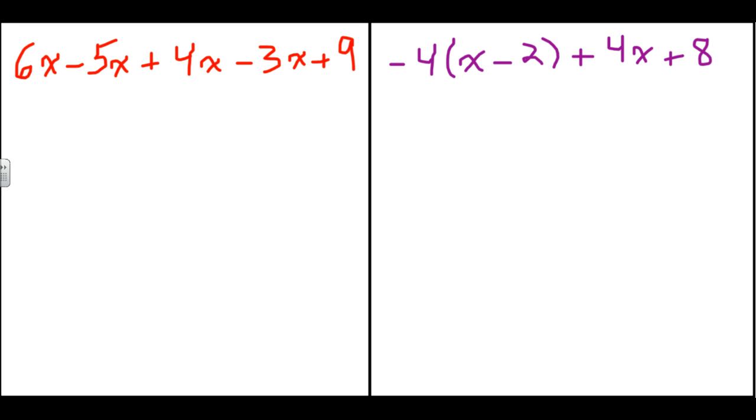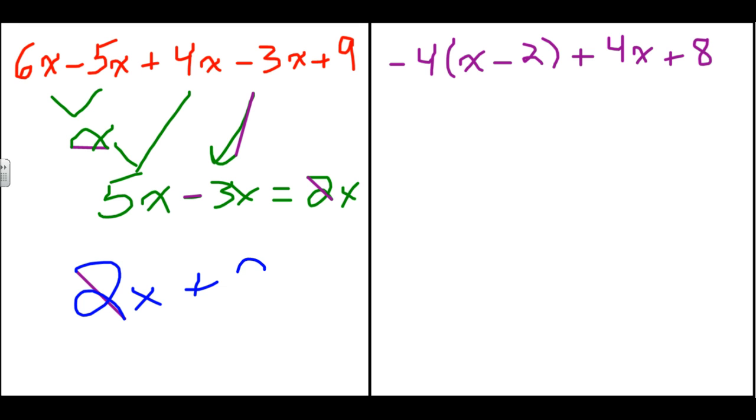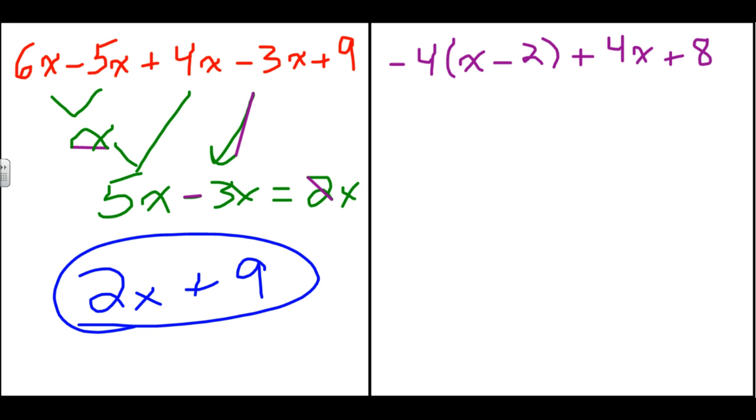So again, moving from left to right on the problem in red, 6x minus 5x is x. x plus 4x is 5x. And 5x minus 3x gives us 2x. And since the 2x and the 9 can't be combined, we end up with 2x plus 9. 2x plus 9 as our final answer.